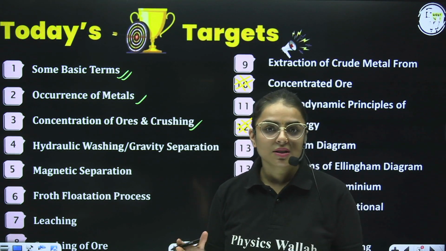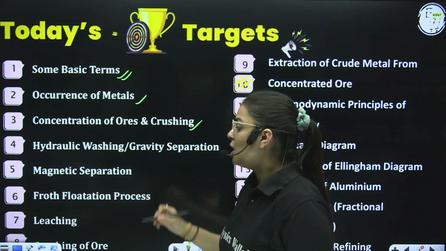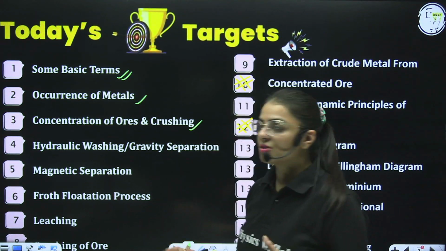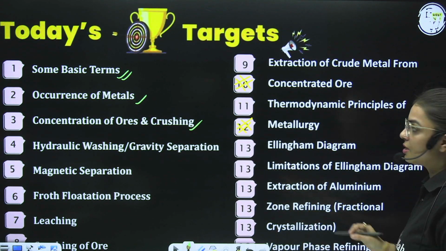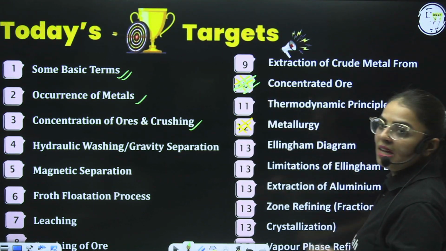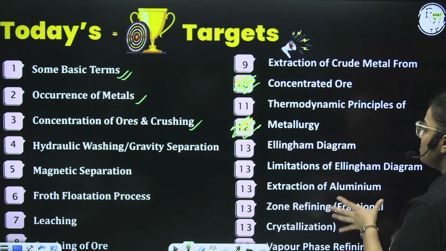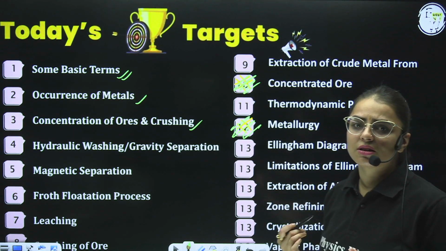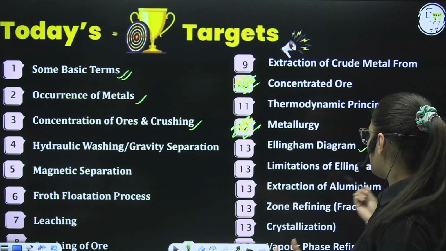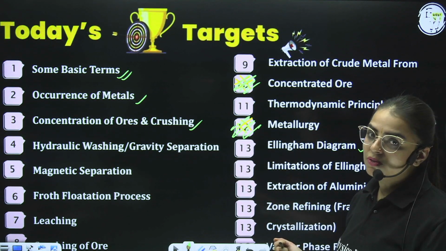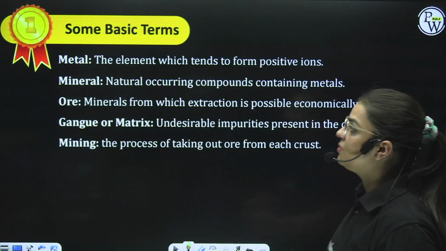Then comes concentration of ores and the crushing process. We have various methods such as hydraulic washing, gravity separation, magnetic separation, froth flotation process, leaching process, and the refining of the ores. Then there is extraction of crude metal from the concentrated ore. Then thermodynamic principles of the metallurgical process, the Ellingham diagram, in which many students face difficulty, the limitations, the extraction of aluminium, zone refining method, and vapor phase refining. All of these terms will be cleared here. So let's start with the very basic terms.